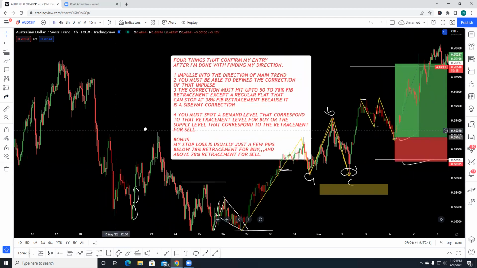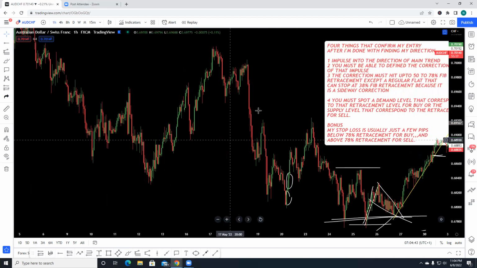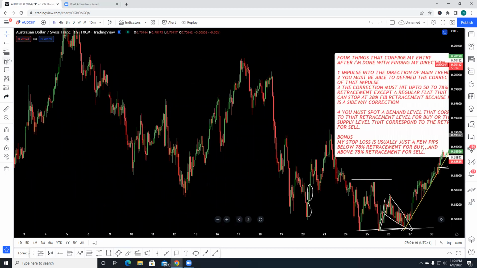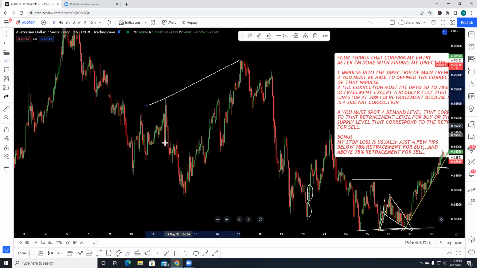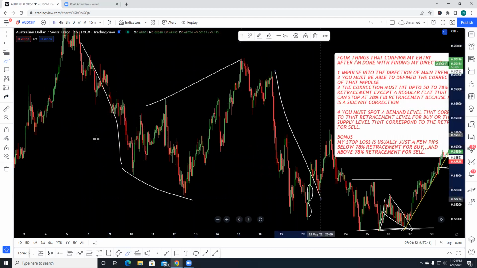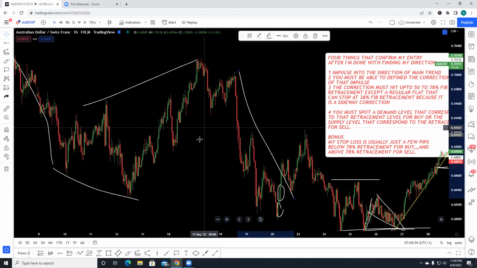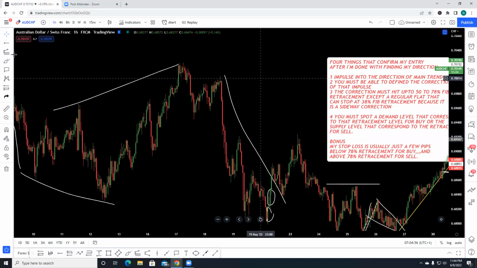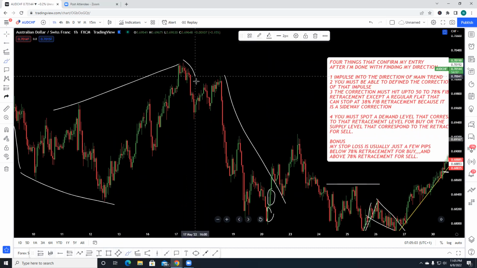Now let's see this, guys. Maybe you have determined that this is the end of the correction. It's an expanding flat, and this move you see here, you want to see it here. So how do you catch it, guys? You have seen the impulse. This is the impulse. You are able to identify the impulse. That's the first point. I just want us to do this for a sec.